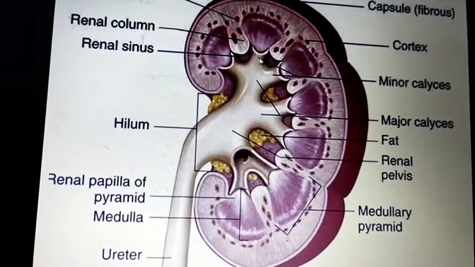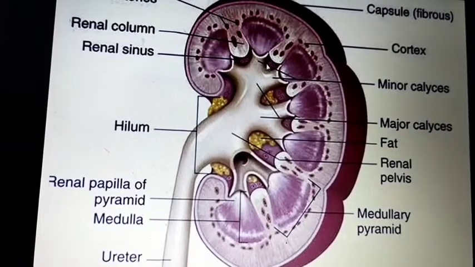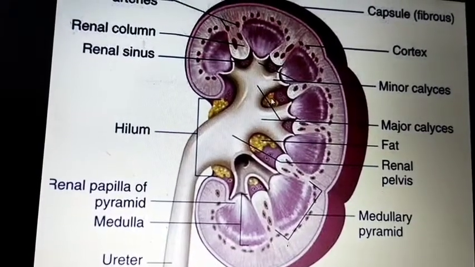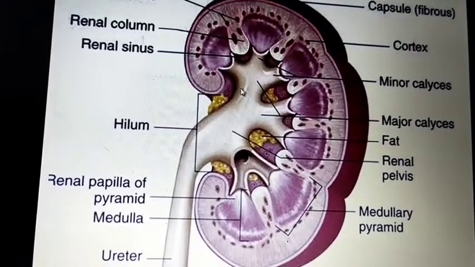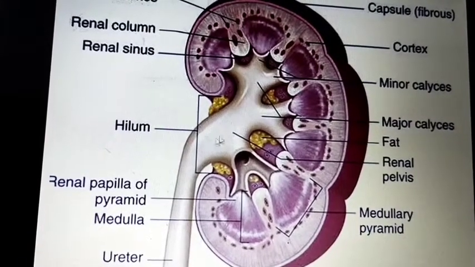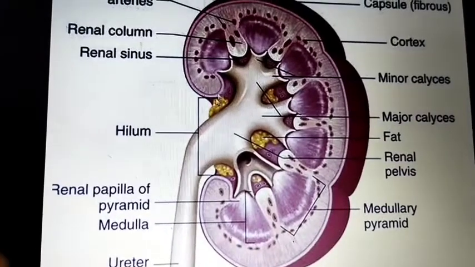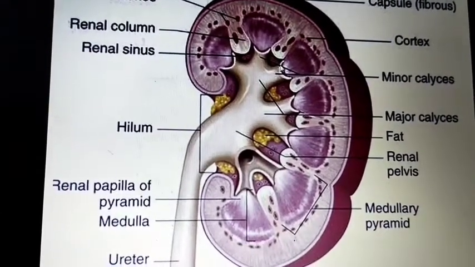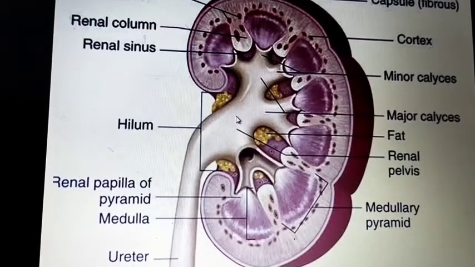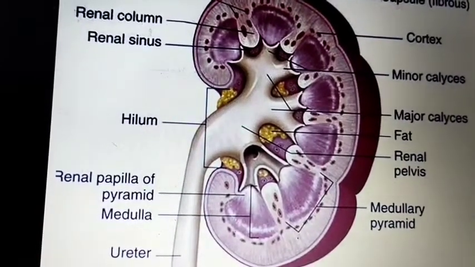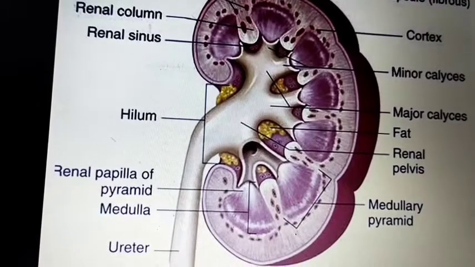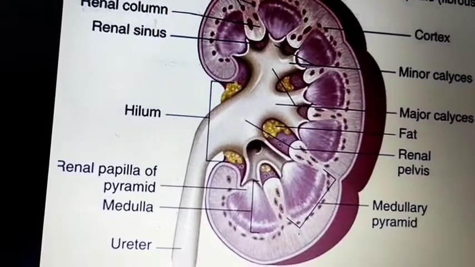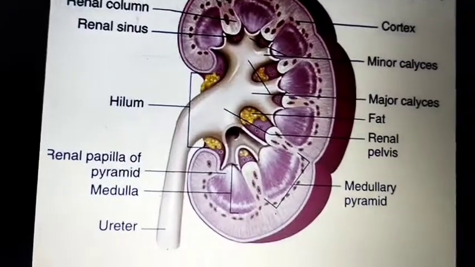These minor calyxes open into the major calyxes, and these major calyxes join together and form the renal pelvis. The whole system of major calyx, minor calyx and renal pelvis collects the urine formed from the pyramids, and that passes to the ureter.